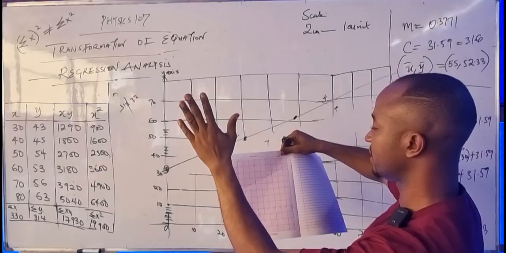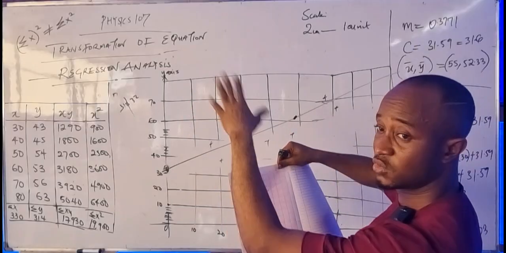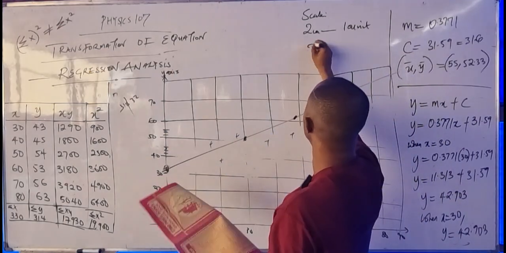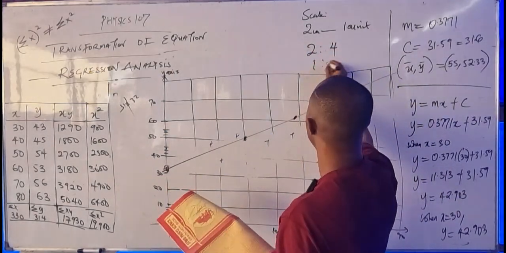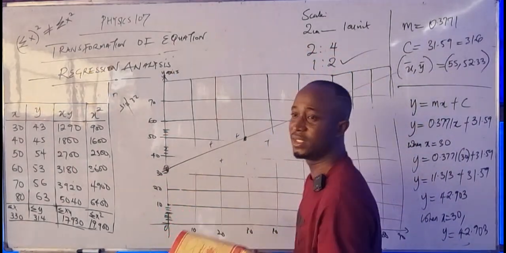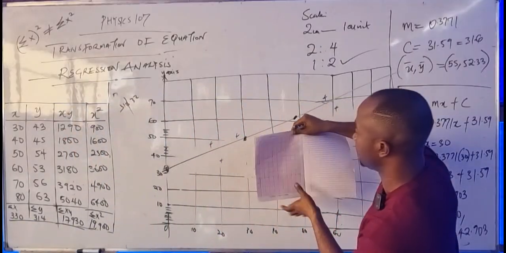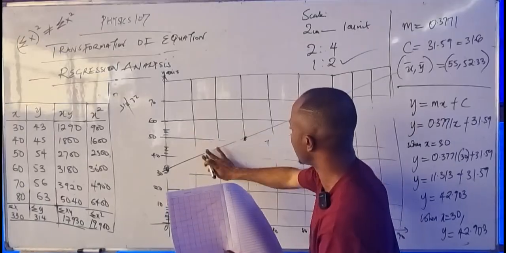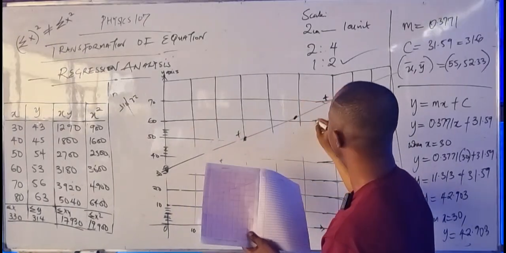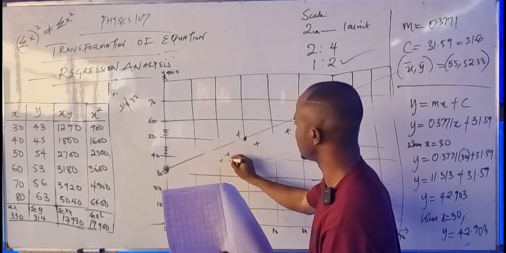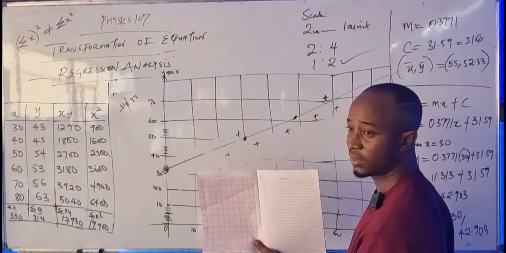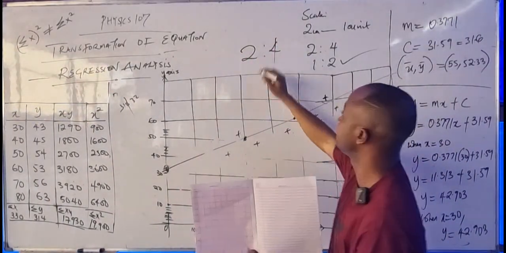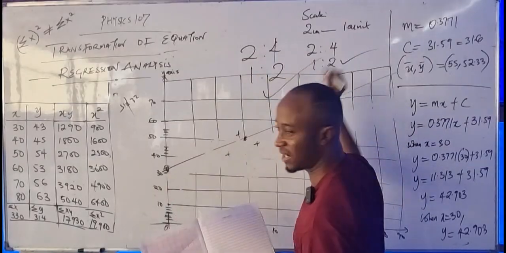How many points fall on this side? 2 points. How many points are here? 4. So what graph is this? 2 ratio 4, which is the same as 1:2. Are you getting the gist here? So this is the perfect graph. When you draw this line, we have a point here and another point here, then 1, 2, 3, and 4 points. 2 points fall there, meaning 2 is to 4, which is the same as 1 is to 2.